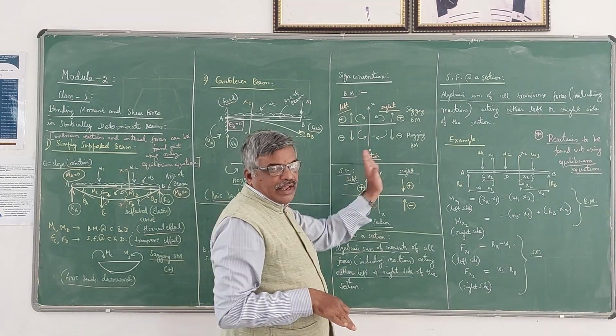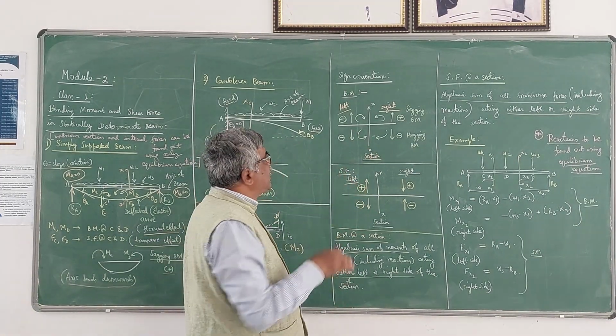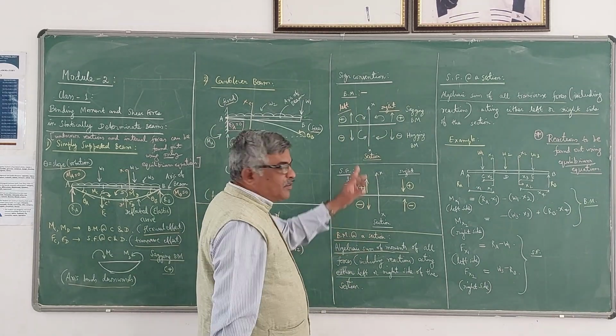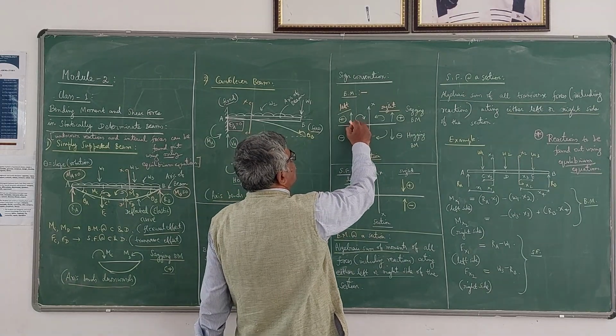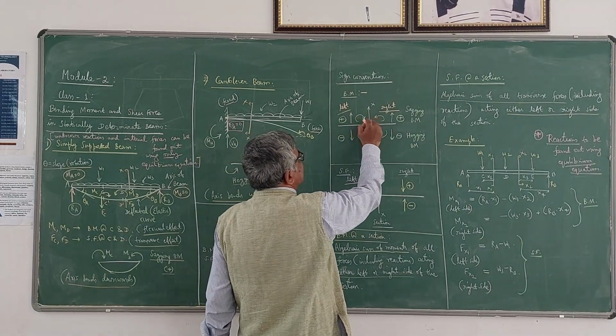One side only we have to take to calculate the bending moment. If you take the left side of the section, if the force is upward, it causes a positive bending moment like this. So that is sagging bending moment like this.